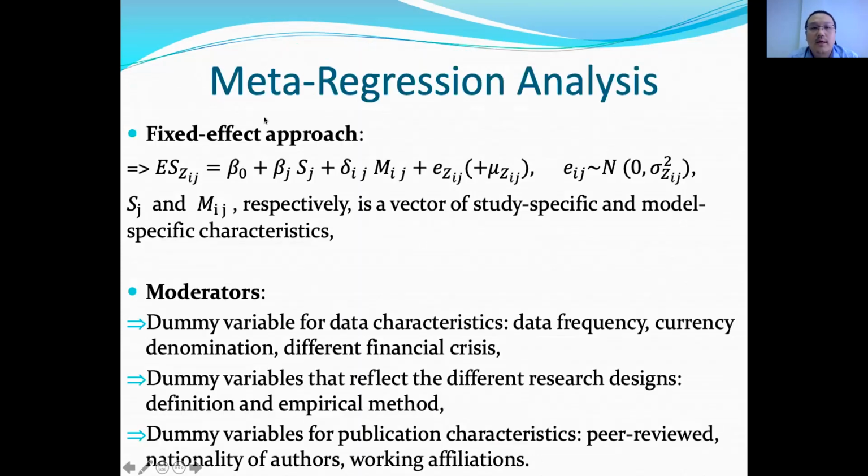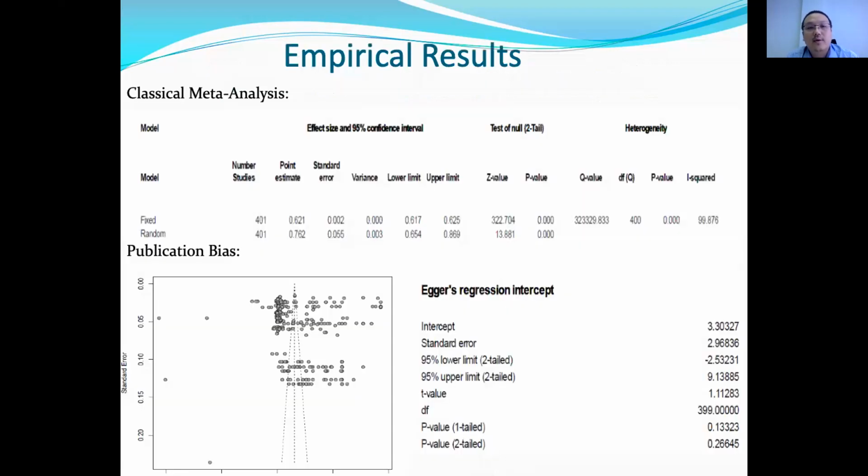Okay, just now I skipped the meta-regression. See, the meta-regression is more like what we did in economic and finance research, where it is a multivariate regression model, similar to that. So S and M are study-specific differences and model-specific differences. Because my objective was to test whether the estimation method matters. You can have a different design.